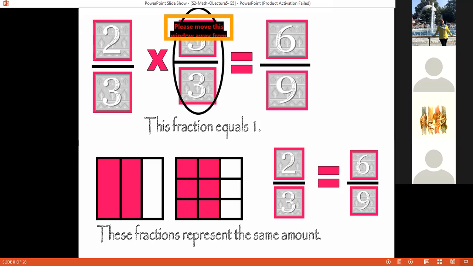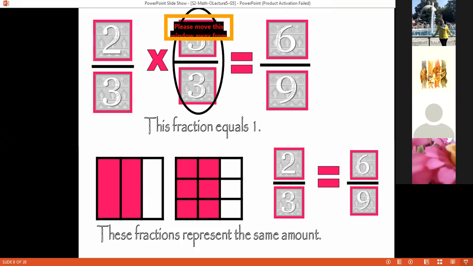Yes. We have here 2 over 3. Okay, what did we multiply the fraction by? 3. So by 3 over 3. So we multiply the numerator and the denominator by the same number. What did we get? 6 over 9. And look at the first box. It's divided into how many parts? 3. How many are colored? 2 out of 3. Very good. So 2 out of 3 are colored.